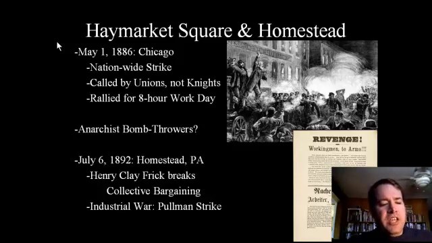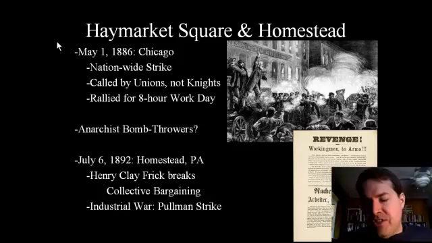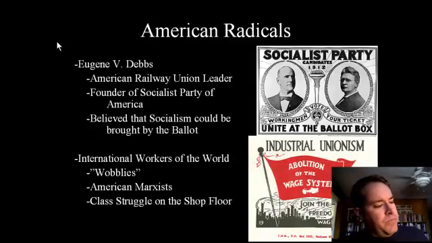However, this will initiate a period between the late 1890s and the early 1900s of industrial war, where you see violent strikes, where you see industry trying to basically wear down workers, while workers themselves are trying to destroy the power of management. It will also radicalize the labor movement.